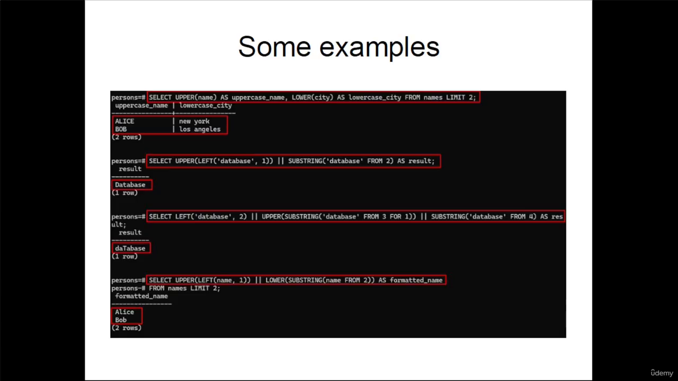SELECT UPPER(LEFT(name, 1)) || LOWER(SUBSTRING(name FROM 2)) AS formatted_name FROM names LIMIT 2. Formatted_name: Alice, Bob. And this one we have seen too, both names start with a capital letter, the other letters are in lowercase. Please remember, this notation is specific for Postgres, it will most likely not work in other databases.